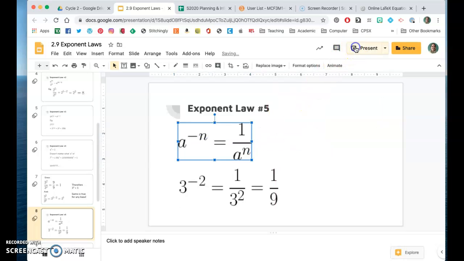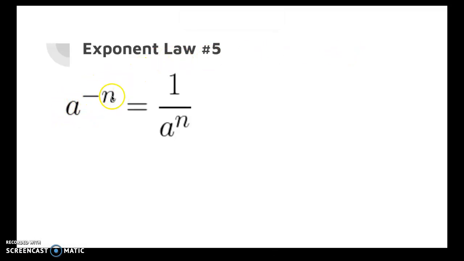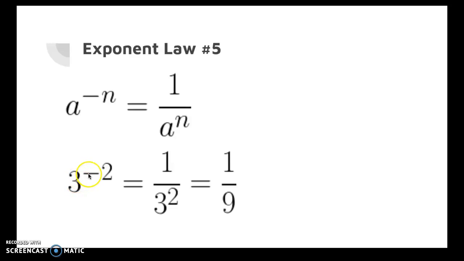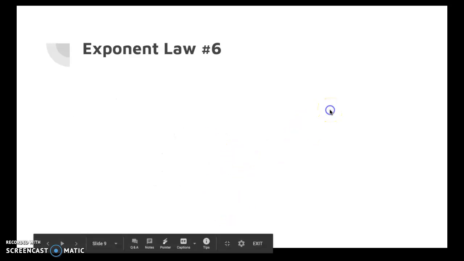Boom. There we go. Okay, so this exponent law is: if you have a base to a negative exponent, you're going to take the reciprocal. So you're going to go 1 over a to the exponent, but get rid of the negative sign. As an example, if we have 3 to the negative 2, that's equal to 1 over 3 to the 2. And 3 to the 2 is 9, so that becomes 1 over 9. Yes, you can leave your final answers in fraction form.